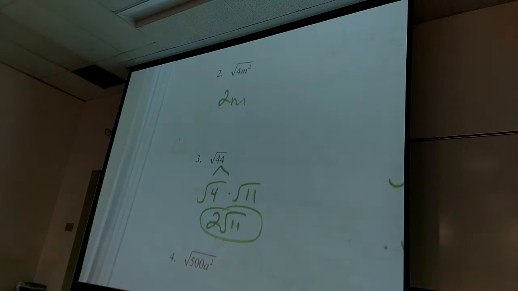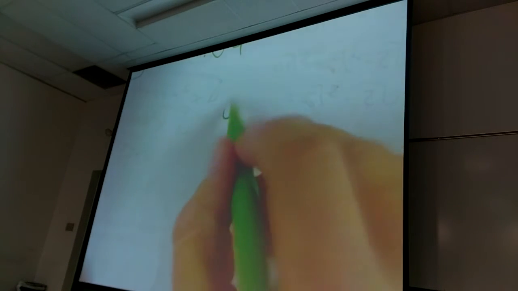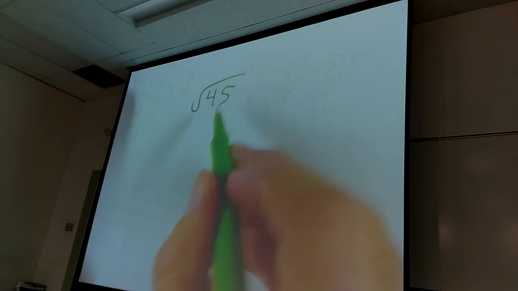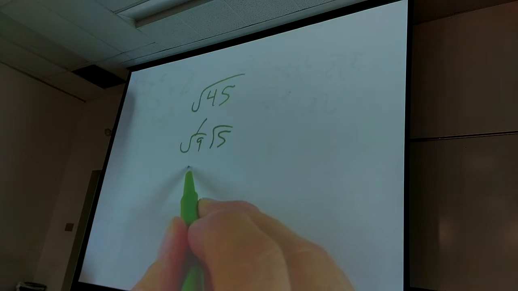All right, so let me do a couple more just straight numbers, and then I've got to see what happens with variables with this idea. What's the square root of 45? How do I do that? Yeah, square root of 9, square root of 5. 3 square root of 5.